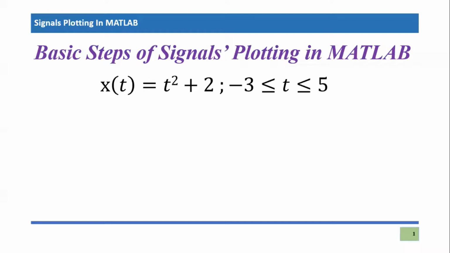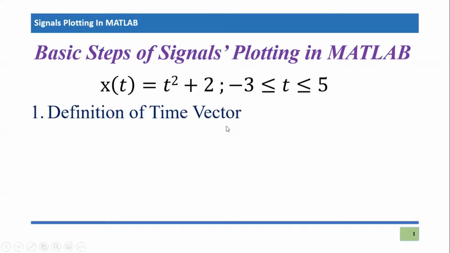So the very first step is going to be the definition of the time vector. When I say time vector, it means I'm interested in this time range. You see that the signal is valid or defined for the interval from -3 to 5. So this interval or this time duration or this time vector will be defined first, and that will be your first step. Okay. And what will be the next one?